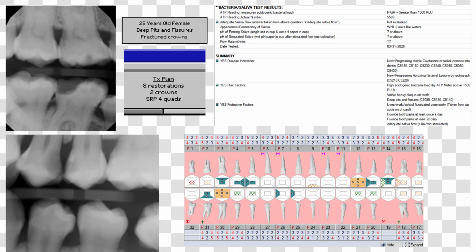In conclusion, this case demonstrates how thorough assessment and individualized care planning are essential in managing patients with high caries risk and improving long-term oral health outcomes.